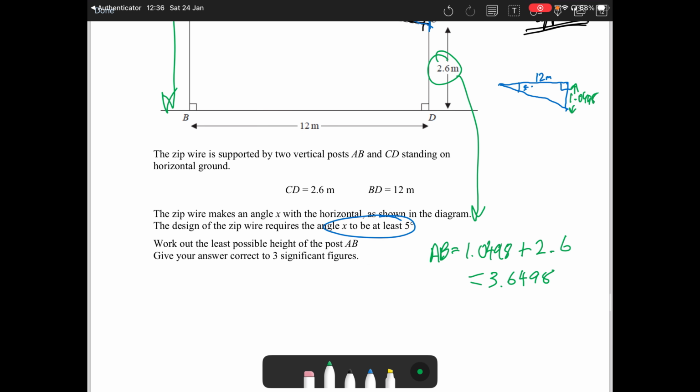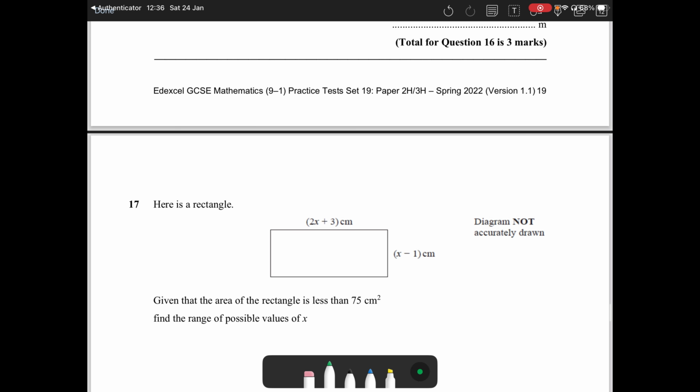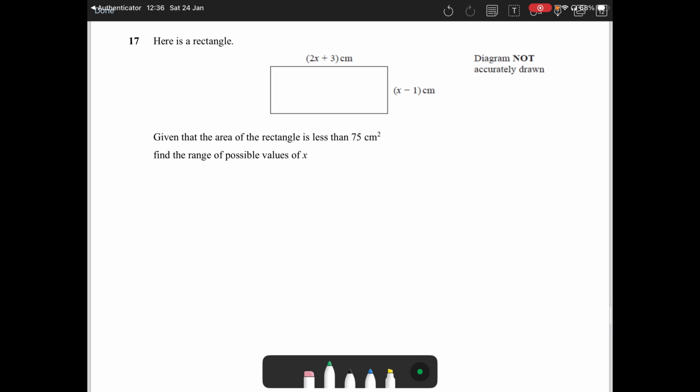3SF would be the nearest hundredth, which rounds up because of the 9 here. So it'd be 3.65 meters to 3SF. Okay. Let me confirm this with my mark scheme. I know you don't get this in an exam, but it's better than me going back and realizing after I've posted it.